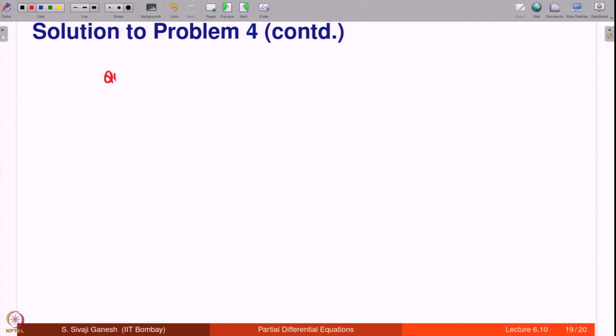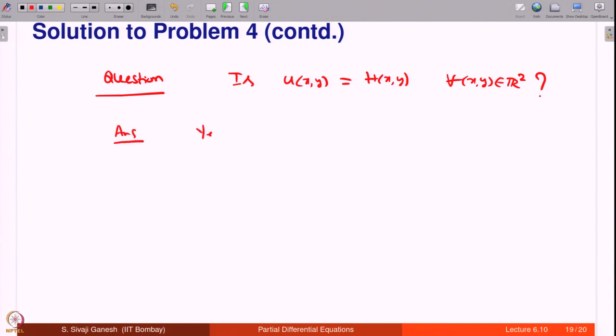A natural question, because we are dealing with polynomials, is: is u of x y equal to h of x y for all x y in R2? We have only shown the equality on B01 because we applied the strong maximum principle on the domain, the disk of radius 1. The answer is yes, because u equals h on the disk of radius 1, centered at the origin, which we already showed.